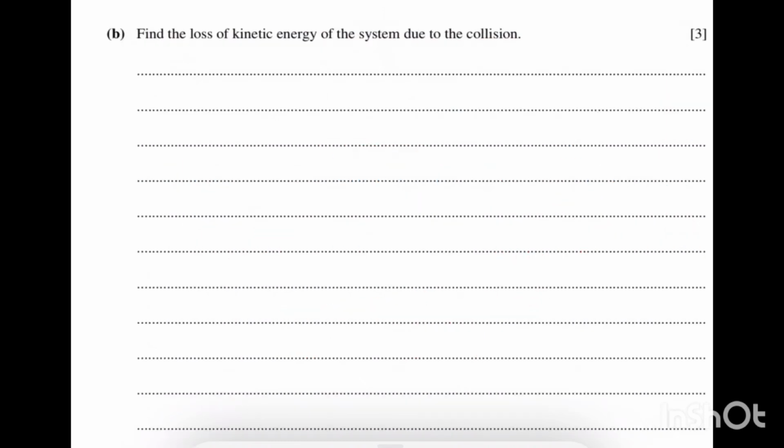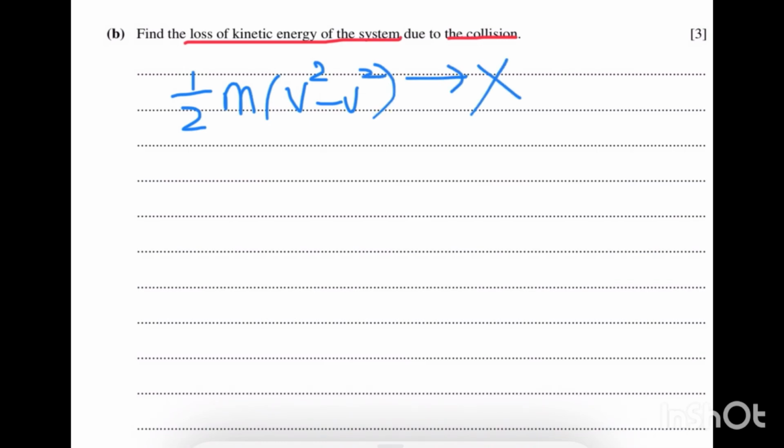On to part B. You have to find the loss of kinetic energy of the system due to the collision. The key words in this question are kinetic energy, system, and collision. The formula for finding a change in kinetic energy is always half times the mass multiplied by the final velocity squared minus initial velocity squared. However, this formula will not work in this part of the question. Movement is always equal to energy, or more importantly kinetic energy.